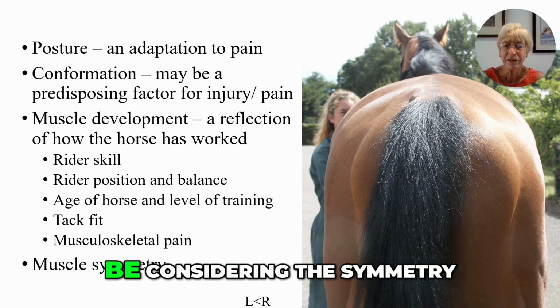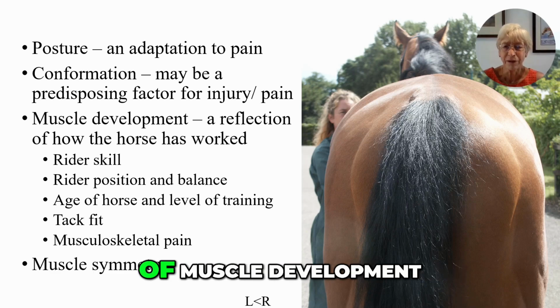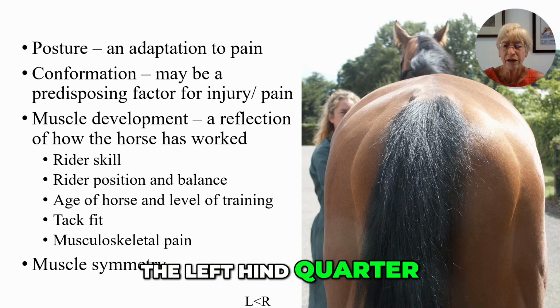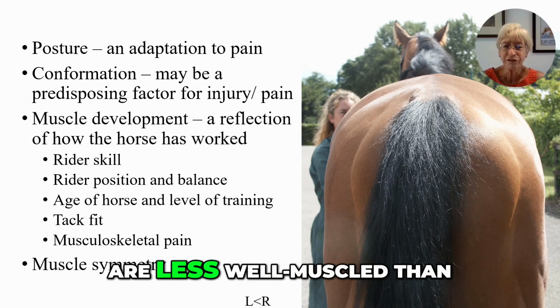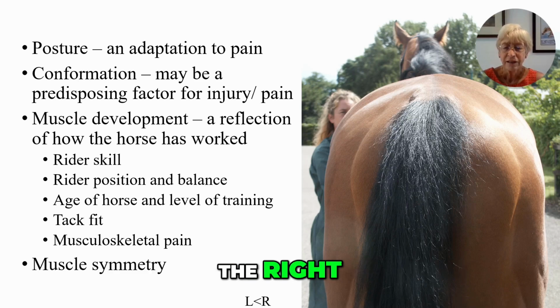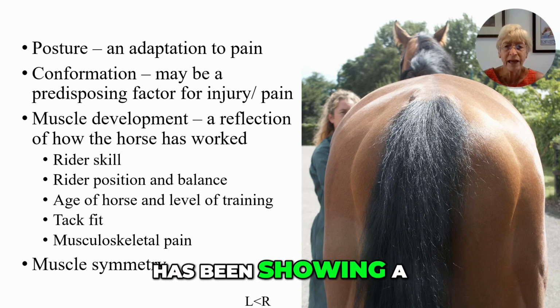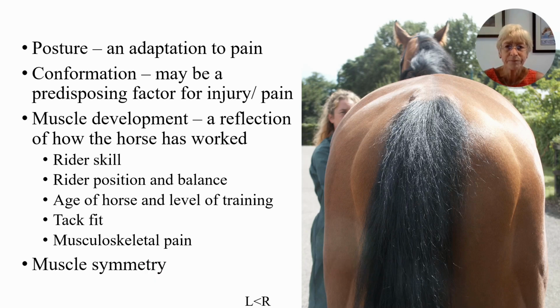We also have to be considering the symmetry of muscle development. In the horse on the right, we can see that the left hind quarter and crus are less well muscled than the right, indicating that it is likely that this horse has been showing a left hind limb lameness.